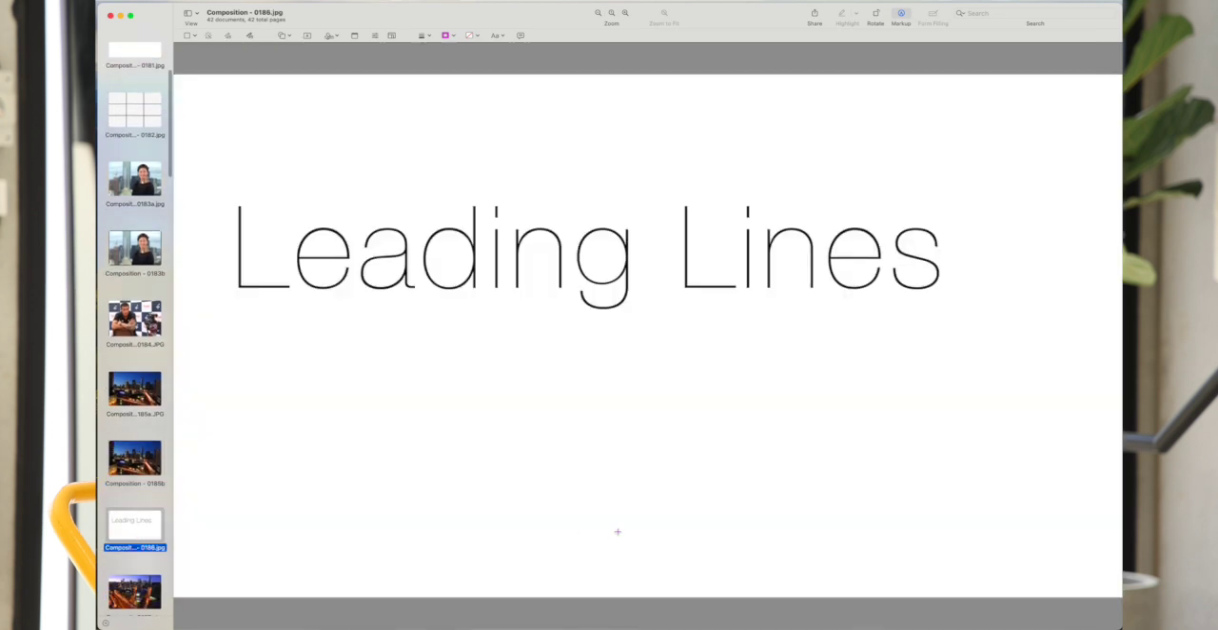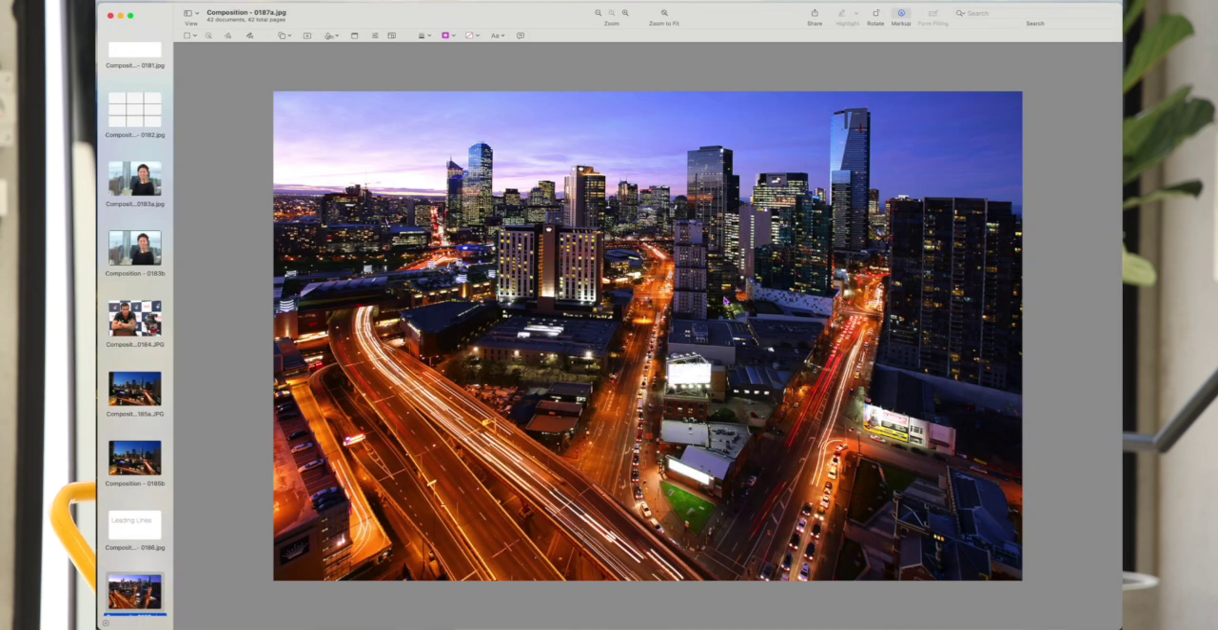Let's move to leading lines. Now, leading lines essentially says that there are elements within your image that lead your eye to the points of interest. For example, let's look at the cityscape again. Here's another shot of the cityscape. Our main point of interest is the skyline there. But these lines here, here, here, and here lead your eye to that point of interest.